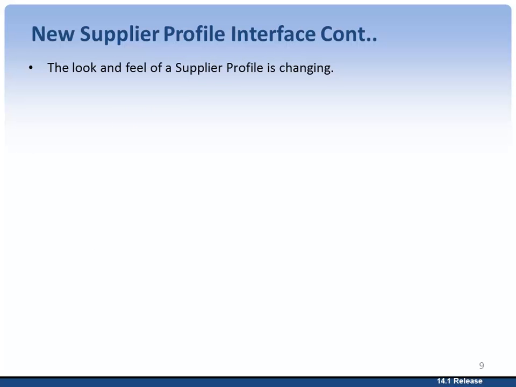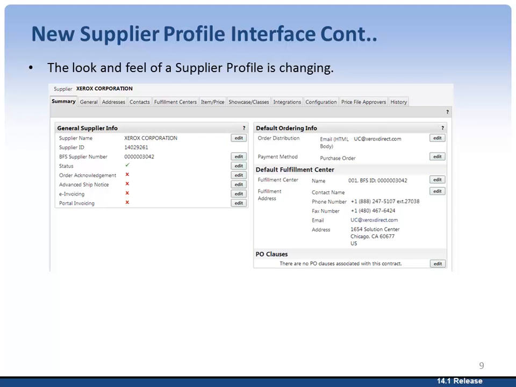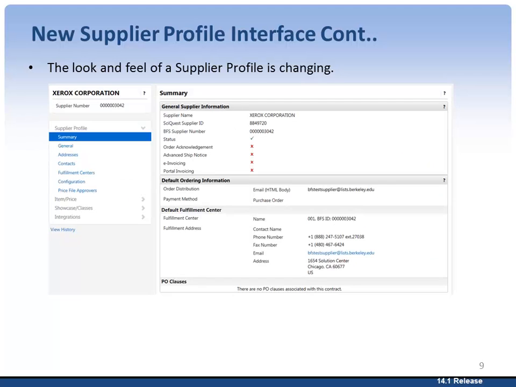Again, the look and feel of the supplier profile is changing. Currently, this is how the supplier profile looks. Navigating through the supplier's profile is done via tabs and subtabs. With the 14.1 feature, a supplier's profile will change. You will no longer navigate through the profile via tabs and subtabs. Instead, you'll be able to navigate through the supplier's profile via the menu on the left-hand side.